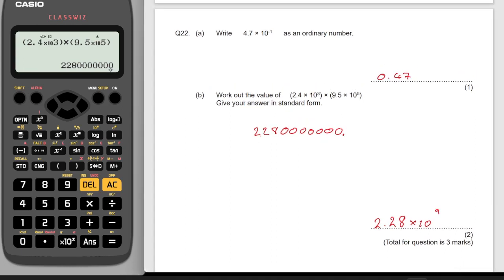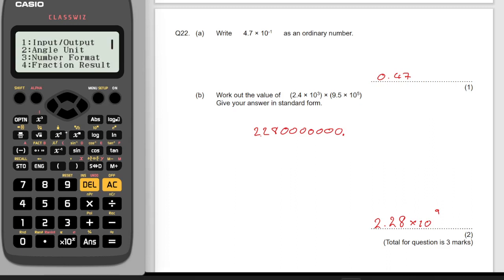I believe I can use my calculator to convert it into standard form. It's not something I would often bother doing, but just to show you, I believe if I go Shift, Setup, and then I want my number format, and I want it to be in scientific, and I'm going to go for 3 significant figures. So 2.29 times 10 to the 9.